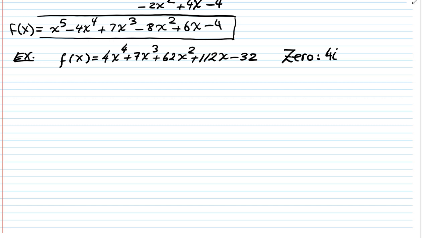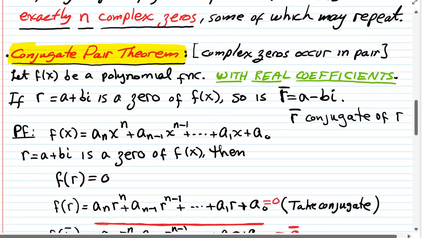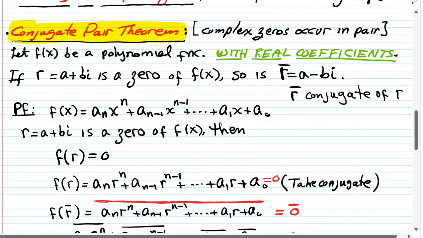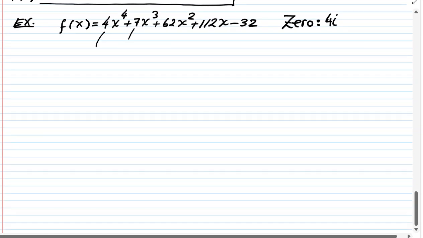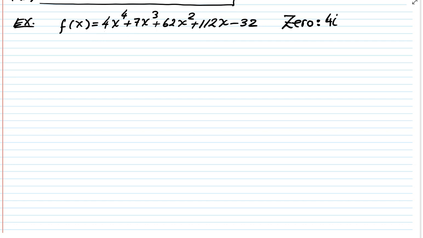So by the conjugate pair theorem, because the coefficients are real, these numbers are real, we can write the other zero. The other zero right off the bat is going to be negative 4i. So we got 2 out of 4. The other 2 we can find using the quadratic formula, I'm sure.